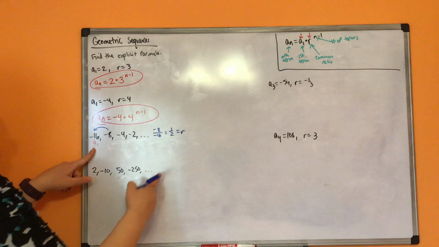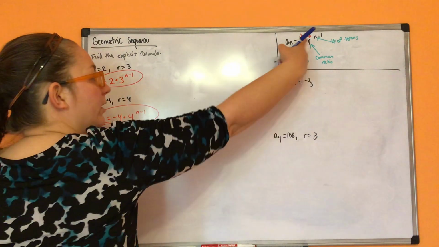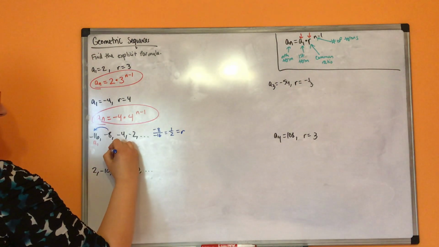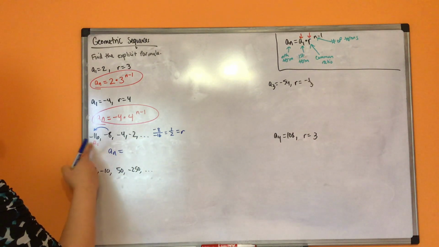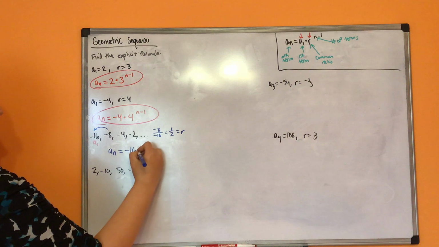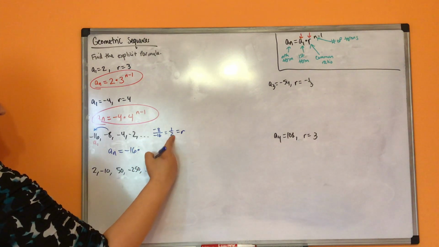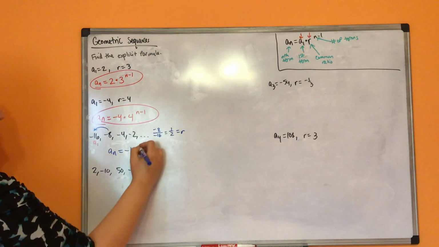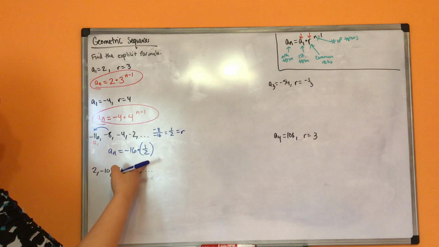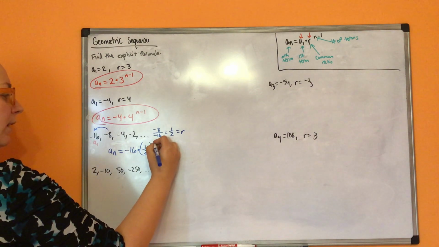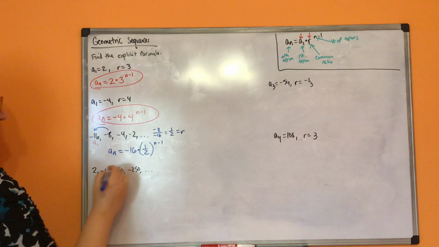So now we just take A1 and our R and plug them into our sequence formula. So our formula is going to be AN equals our A1, which is -16, times R is 1/2. Whenever your R is negative or a fraction, it's a good idea to put in parentheses to make things easier to read. And then n minus 1 up in the exponent.